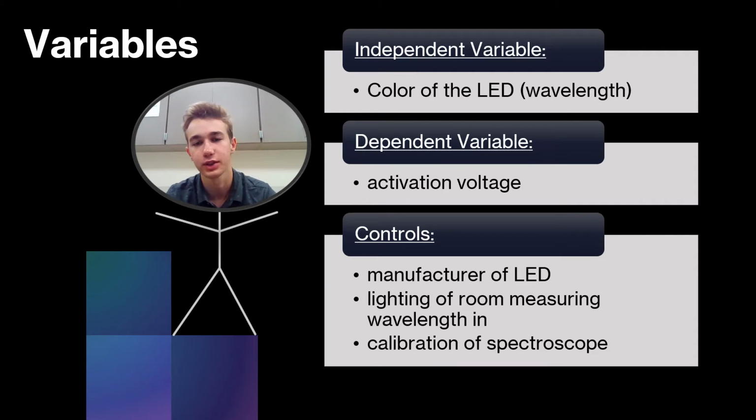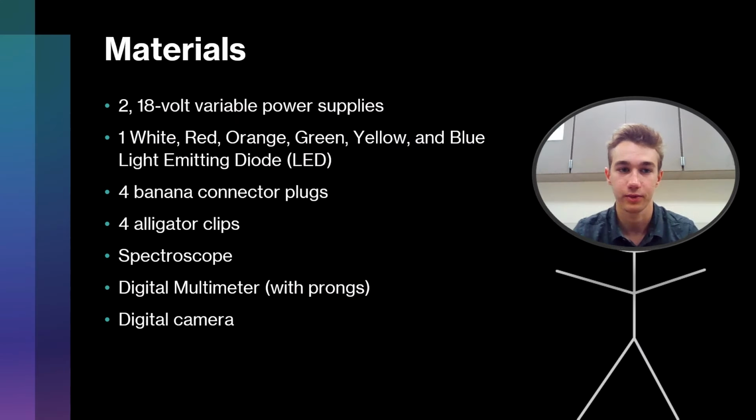My independent variable was the color of the LED, and my dependent variable is the activation voltage. Things I controlled in this experiment include the manufacture of the LED, the lighting of the room I'm measuring the wavelength in, and the calibration of the spectroscope, as I bought a kit to build a spectroscope myself, so I calibrated it myself using the manufacturer's guidelines, so I don't have to worry about a building error from the manufacturer.